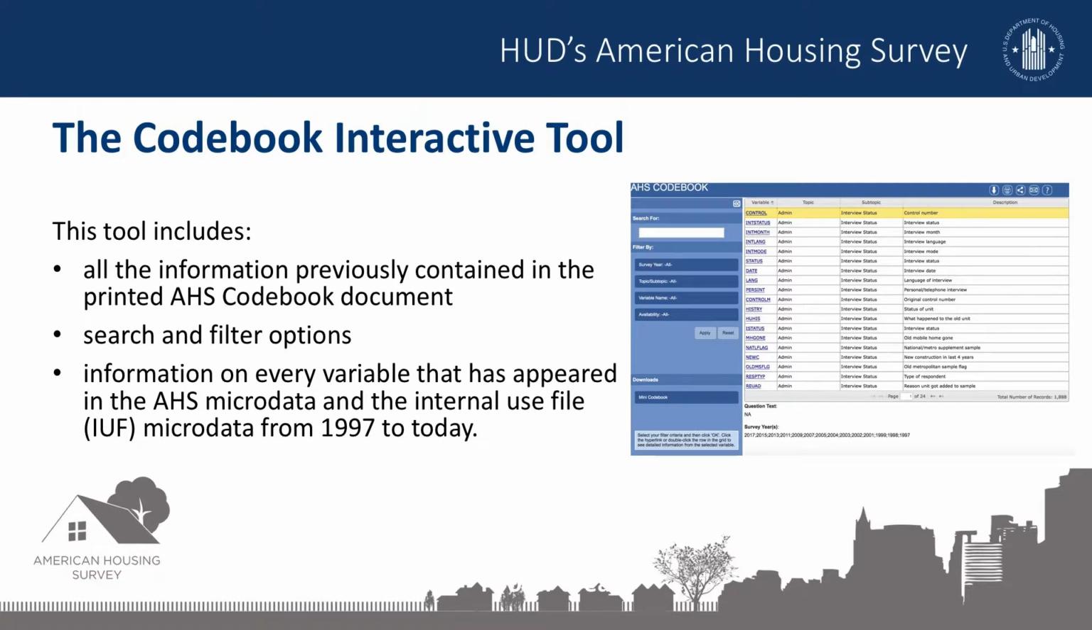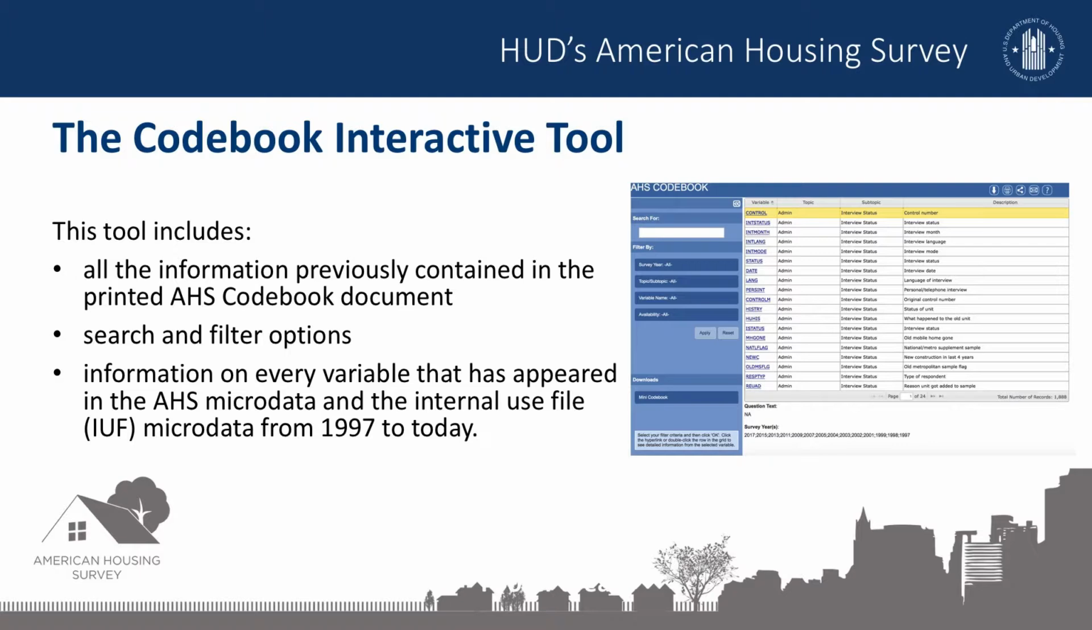By presenting codebook-style information in the web application, we can easily update the AHS codebook if corrections or additions are required. As of May 2019, the AHS Codebook Interactive tool includes information on every variable that has appeared in the AHS microdata and the internal use file, or the IUF microdata, from 1997 to today.